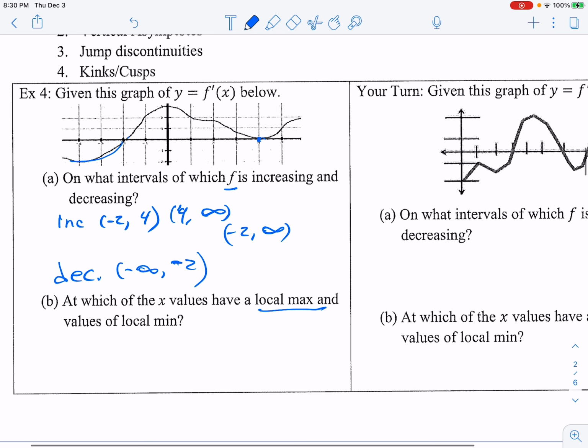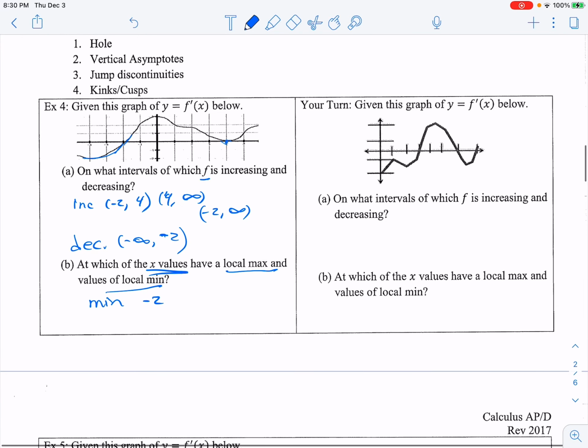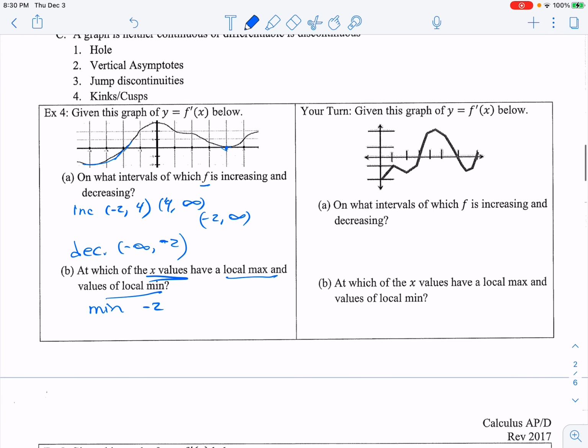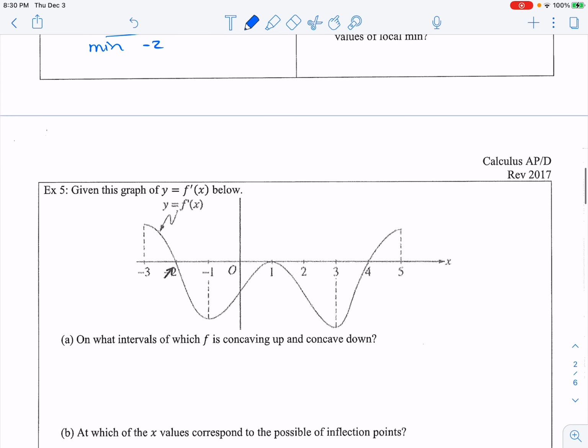Where does it have a local max and a local min? Changes from negative to positive is a min. And it's just asking for the x values. Here it doesn't cross, so it doesn't change from positive to negative, so it's neither. So that's all there is. Okay? You practice that one, you can go check your answer. Okay?